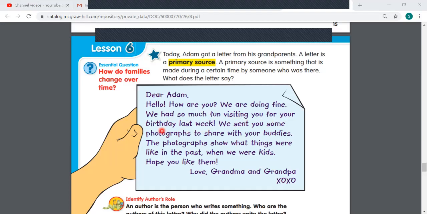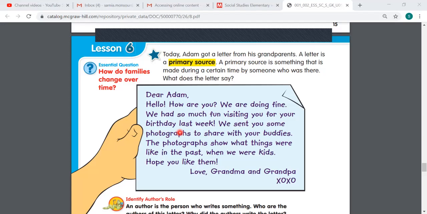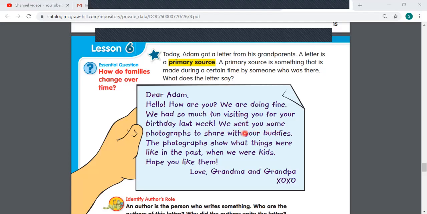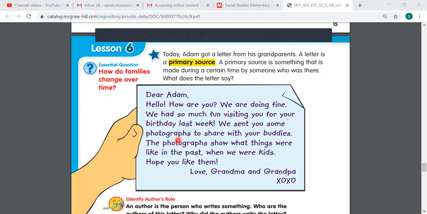What did Adam's grandparents send with the letter? Let's read. We sent you some photographs to share with your buddies. Photographs are pictures. We can call pictures photographs. Means the same thing. So they sent him some pictures to share with his buddies. Have you ever gotten a letter from someone? Letters are fun. They're nice to receive and they're also nice to write to somebody.